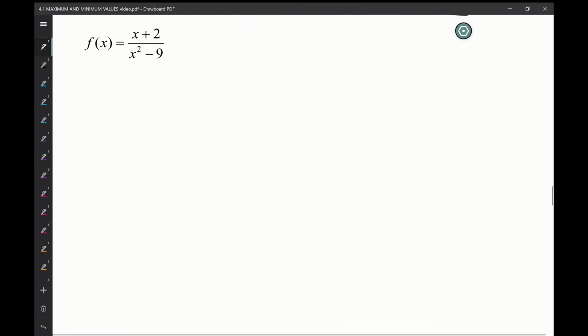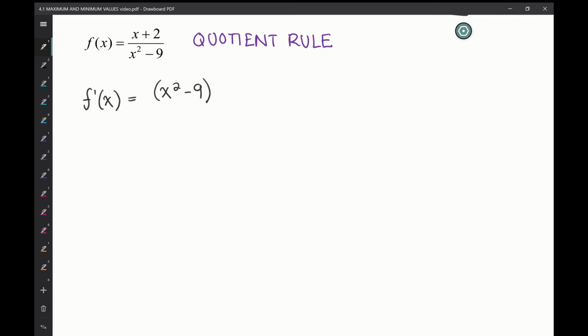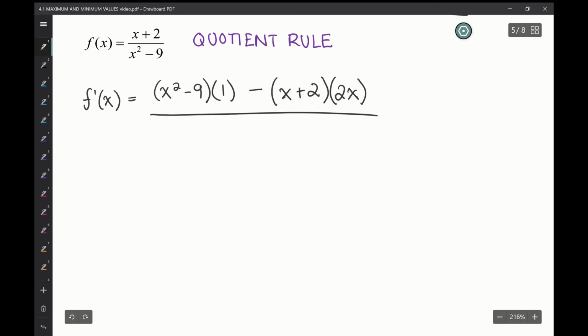Okay. One last problem. Let's take a look at this rational function. In order to take the derivative, we will have to use the quotient rule. So we get that f prime of x is equal to low, so x squared minus 9, times the derivative of the high function. The derivative of x plus 2 is 1, minus the high function, so that's the x plus 2, times the derivative of the low function. The derivative of x squared minus 9 is 2x, all over our denominator, which is the x squared minus 9, all squared.